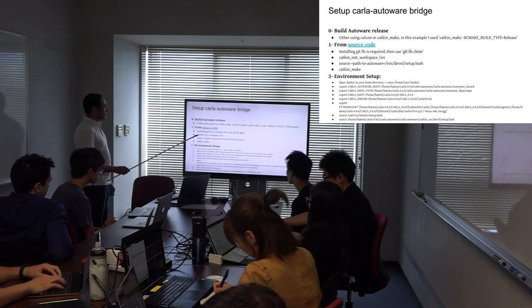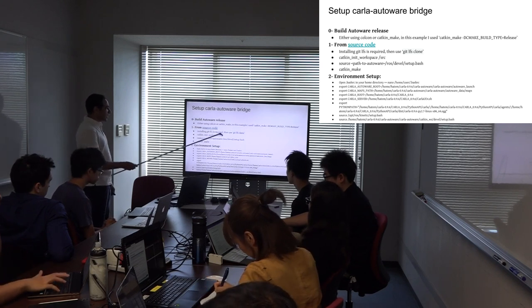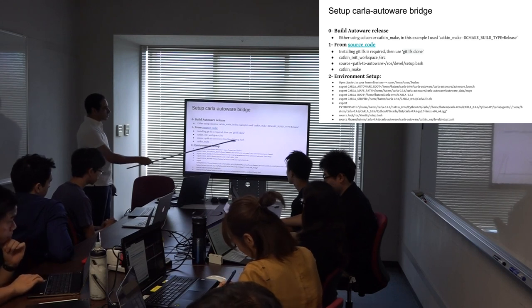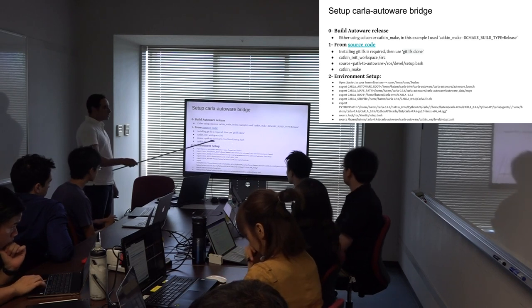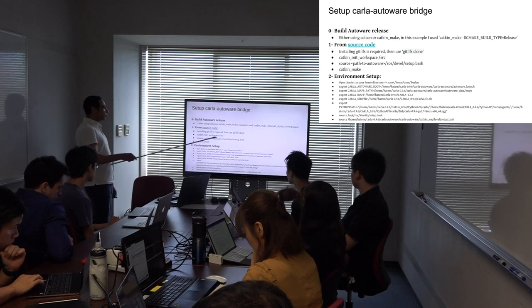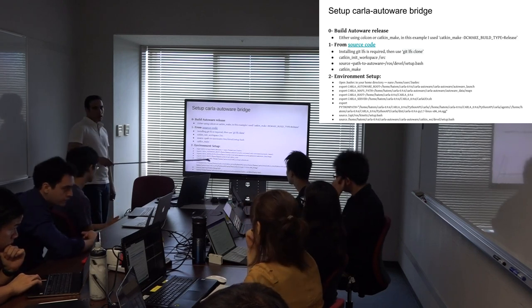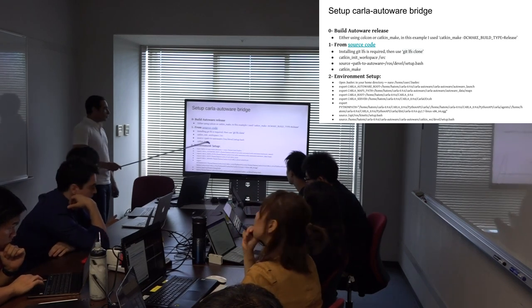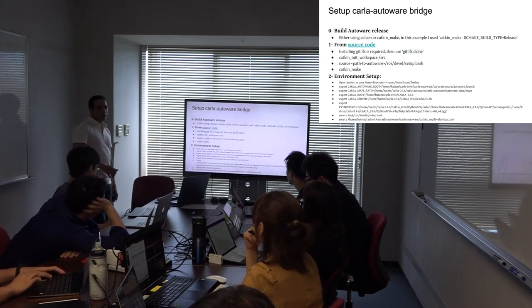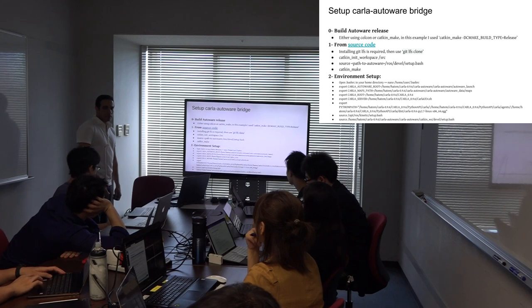Catkin, then we do the catkin init, and we have to source the Autoware. This is the path to the Autoware installation. So we source the Autoware before we make the Carla Autoware bridge. Then we call catkin make for the Carla Autoware bridge. Then we have both working.